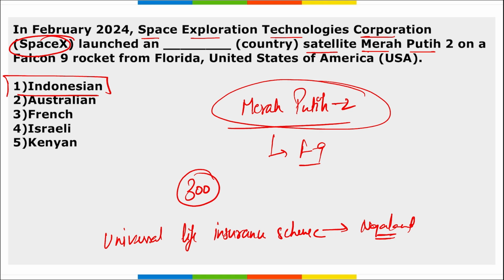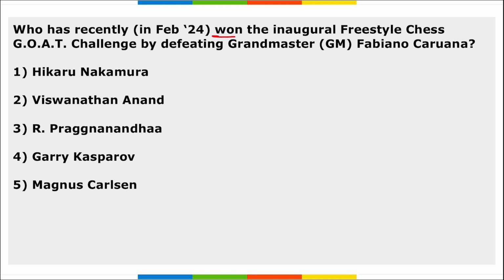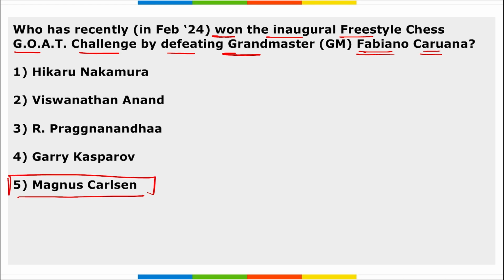Next, who has recently won the inaugural freestyle chess GOAT challenge by defeating Grandmaster Fabiano Caruana? Magnus Carlsen. He is the world's number 1 chess player and he has won the freestyle chess GOAT challenge by defeating Grandmaster Fabiano Caruana. Correct?